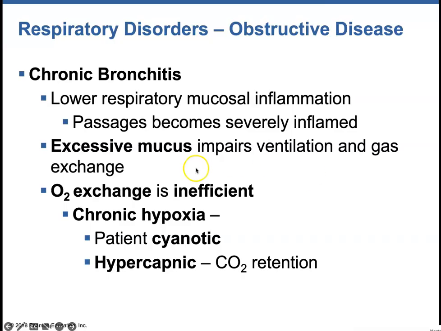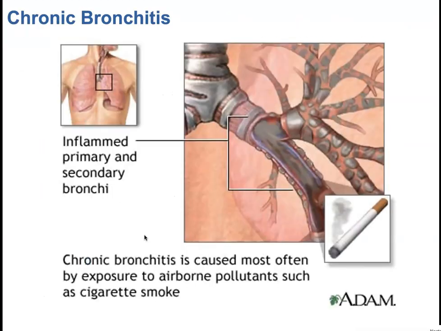So these individuals do live in a chronic hypoxic state. The patient itself will present as more cyanotic, and obviously they will be more hypercapnic. They will retain more CO2. So these individuals tend to have more of a bluish tone to their skin, to their lips, to their nail beds, and again, in their gums. And this is more the chronic bronchitis, with more inflamed bronchioles and bronchi.